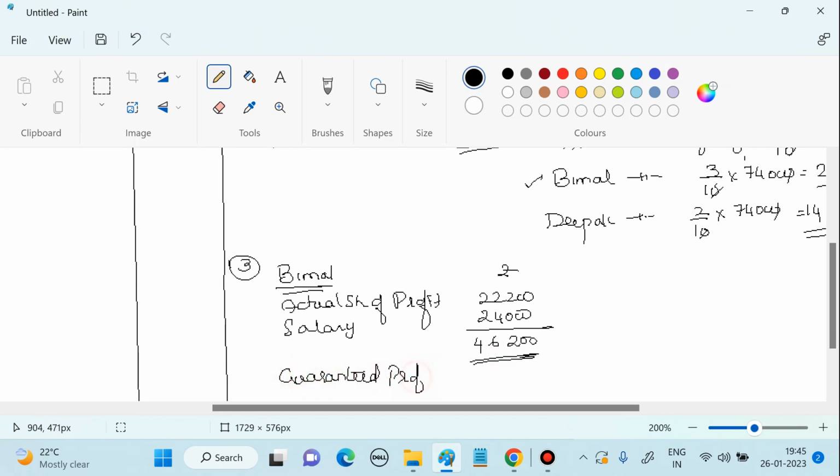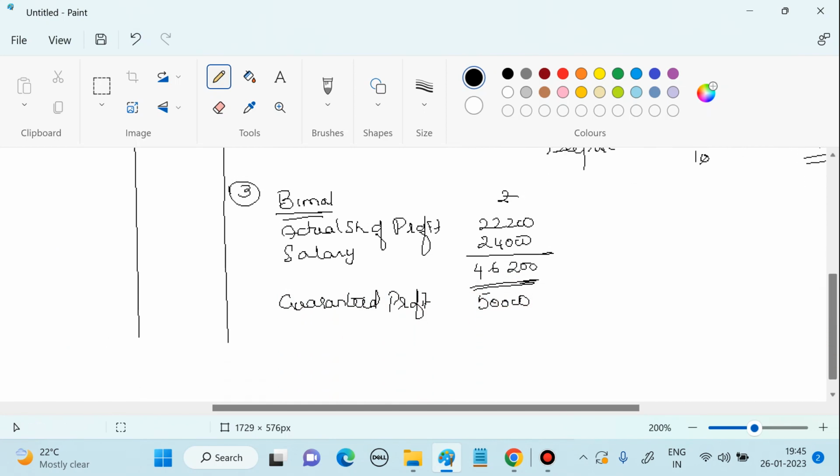He was guaranteed how much? 50,000. So actual share now including salary is lesser. So he has to be given the guaranteed profit. So there is a deficiency or deficit. How much is it? 50,000 minus 46,200. That would be 3,800. Got the deficiency?